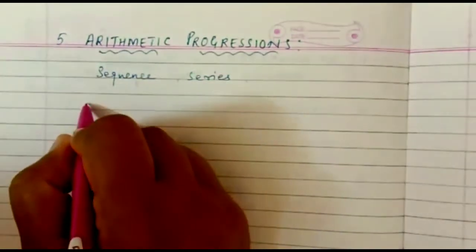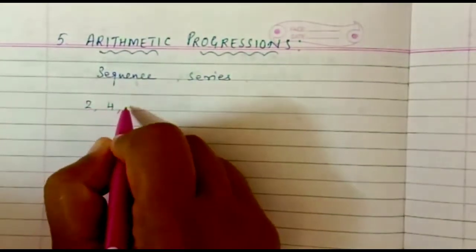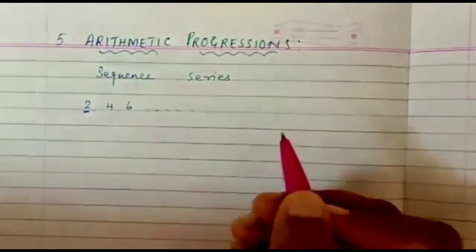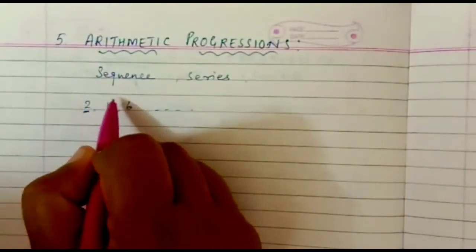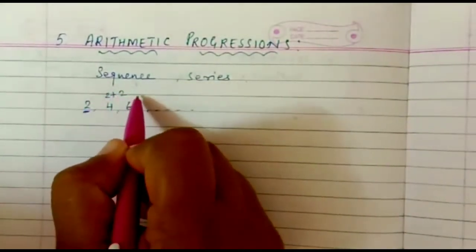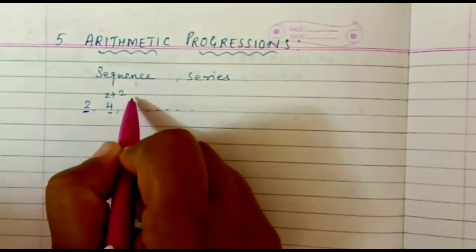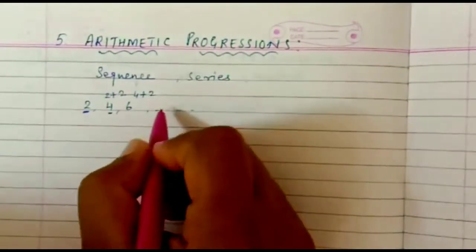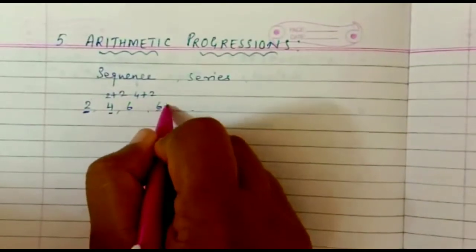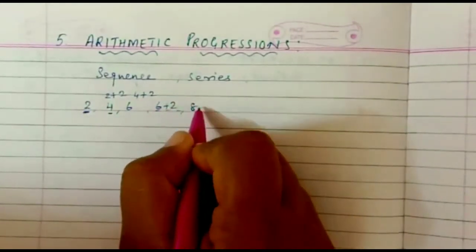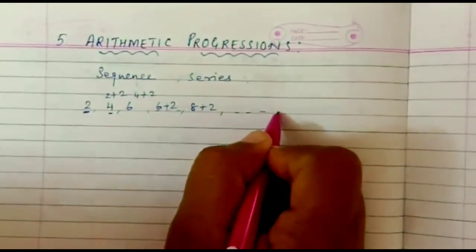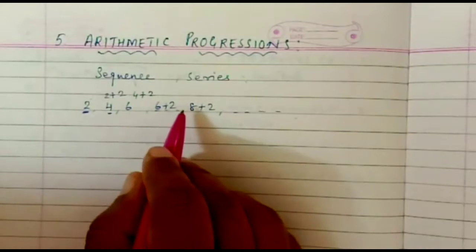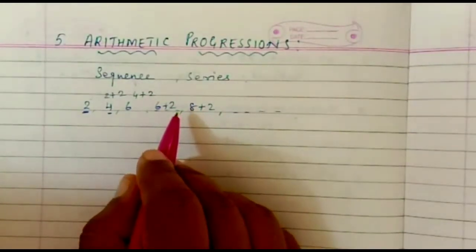For example, if I say 2, 4, 6. In this kind of sequence, the initial term, the first term, was 2. When I add 2 plus 2, I will be getting 4. Now in the previous term, that is 4, if I keep on adding 2, I will be getting 6. The next number will be 6 plus 2, which is 8. The next number will be 8 plus 2, which is 10. And in this way, we will get a progression. This kind of progression is called an arithmetic progression.